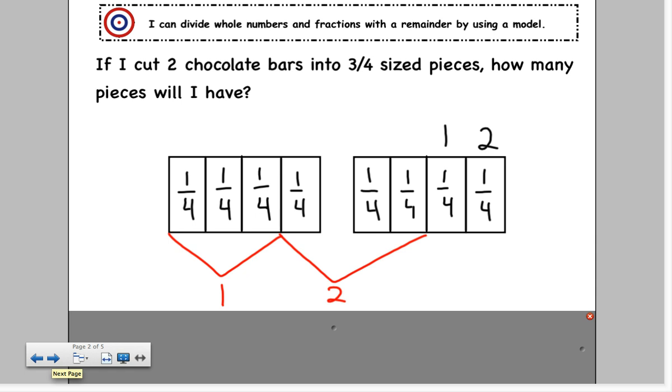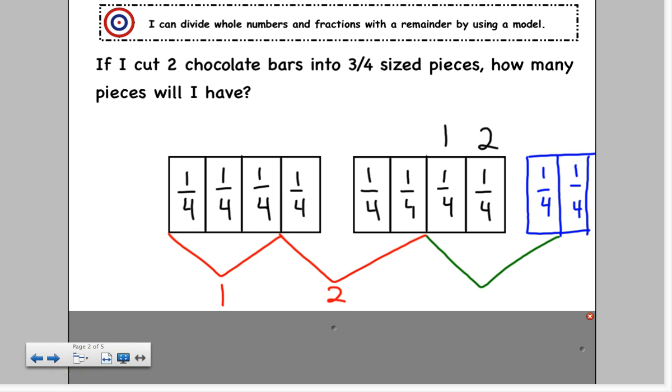So how do we represent this as a remainder? Well, we're going to pretend. We're going to pretend for a moment that there was another chocolate bar out here. Now there's not. We can see that there's not another chocolate bar. But we're going to pretend that we had another chocolate bar out here, and it is ready to be divided up into groups of 3/4 as well. If we had this chocolate bar, this would be another group of 3/4. You can see that there are 3 of them in there. But we don't actually have all 3 pieces. We only have 2 out of the 3 pieces.